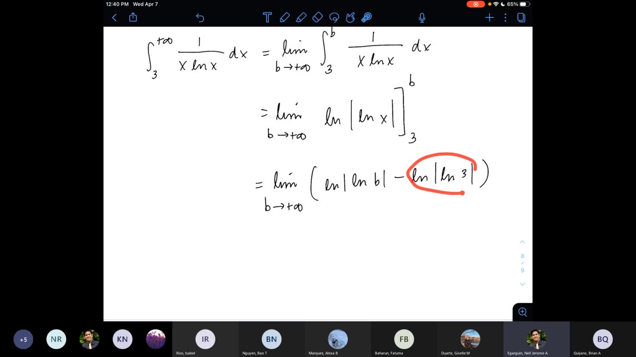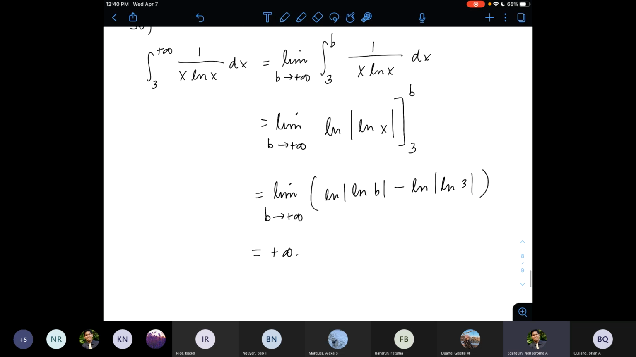No problems with this because it's a constant, but when b becomes large, ln b becomes large. So we'll have ln of a large number. Ln of a large number is also a large number. So we'll have a large number minus a constant. So this would be a large number. So that means the improper integral diverges because you get an infinite value, right?